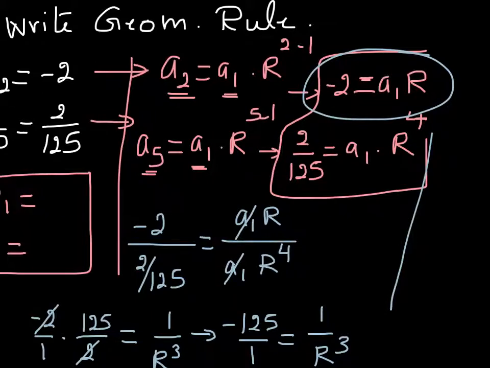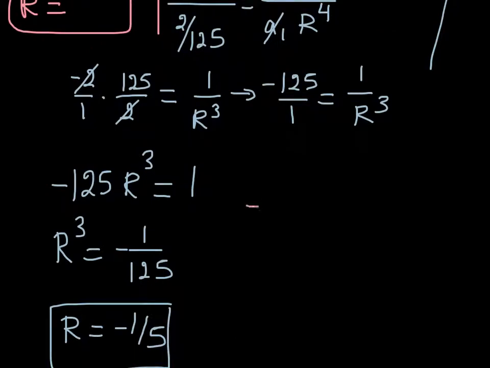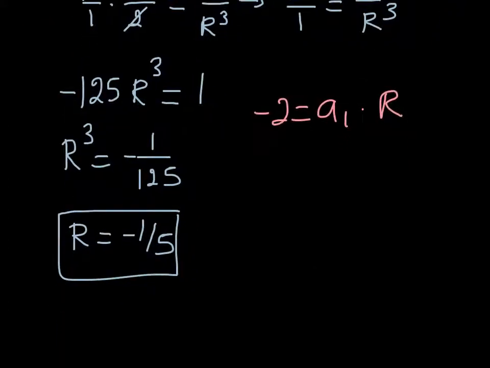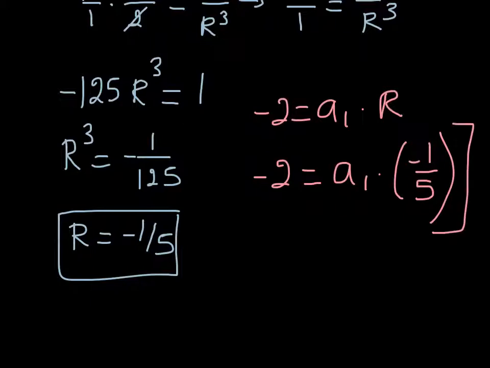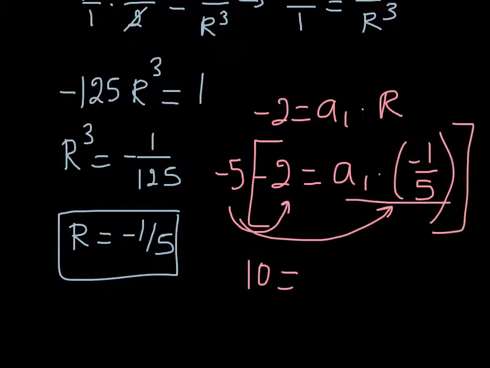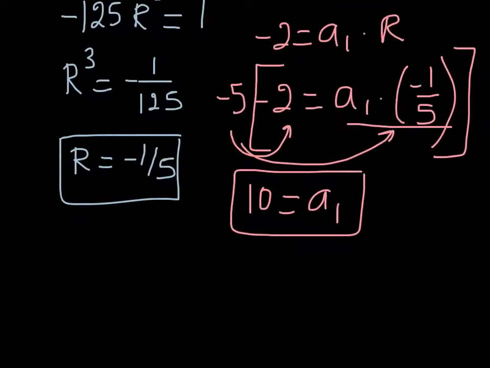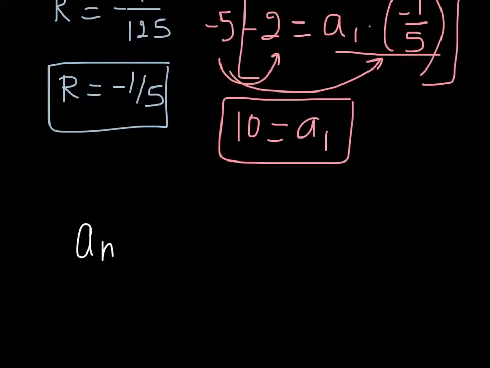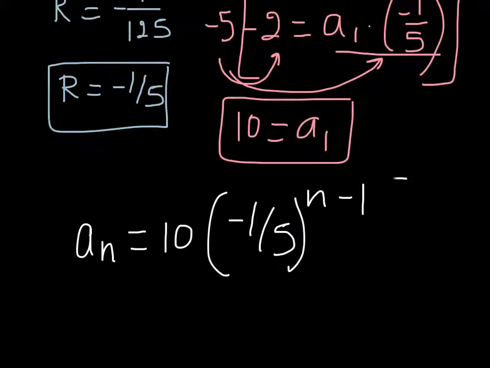Negative 2 is equal to a1 times r. And so here what we're going to do, we already found r to be negative 1/5. And so this will be a1 times negative 1/5. If we multiply both sides of this equation by negative 5, negative 5 times negative 2 is positive 10. Negative 5 times all of these is going to give you a1. We have a1, we have r. Can we go ahead and write the rule? And finally, the rule is going to be an equals 10 times negative 1/5 raised to the n minus 1.